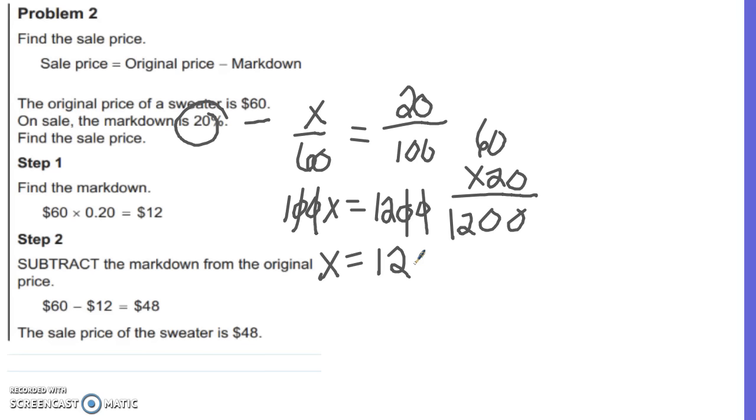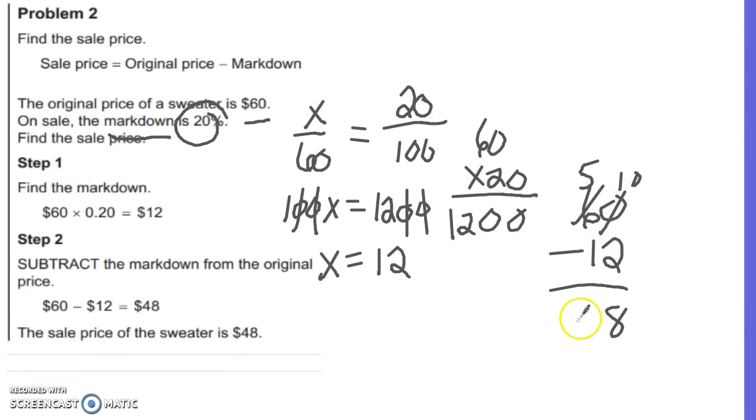Well, this is a markdown. With markdowns, you do subtraction or sales. You take the original minus the markdown. 60 minus 12. When you do this, you're going to get $48. All right, flip it over to the back side.